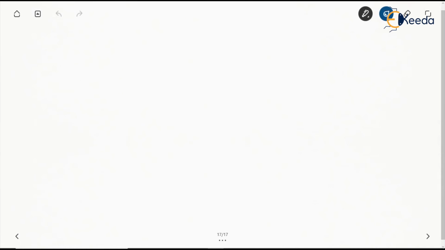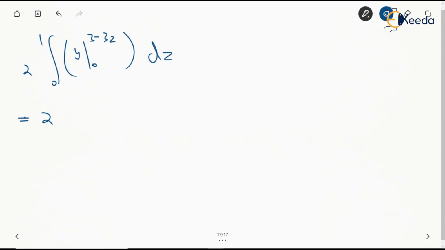So integrating for dy, we'll get y with the limits 0 to 3 minus 3z, integration with respect to z, 0 to 1. We have this 2 outside, so this becomes 2 into, or if you want we can write it together, multiplying 2. This is going to be 6 minus 6z dz, integration from 0 to 1.